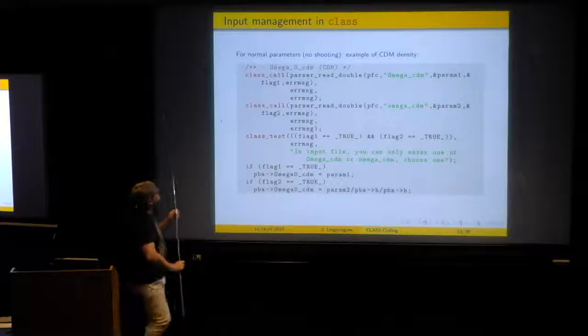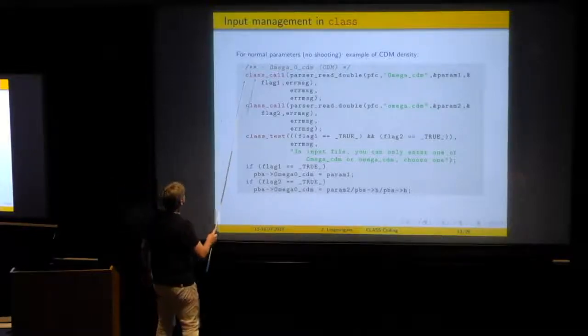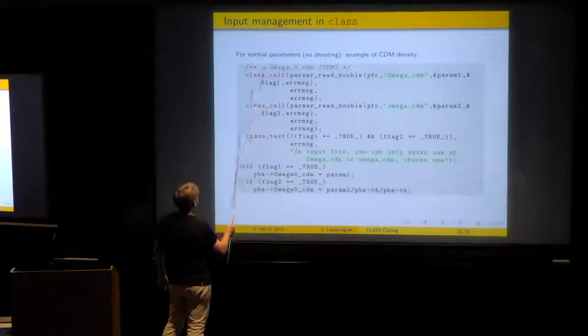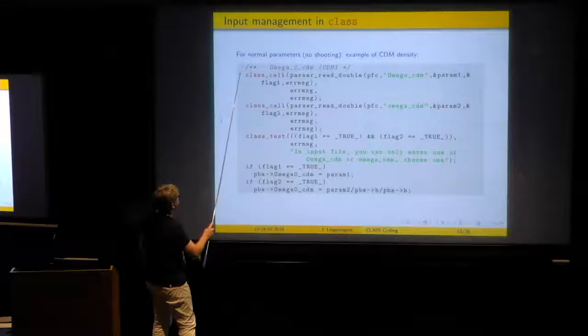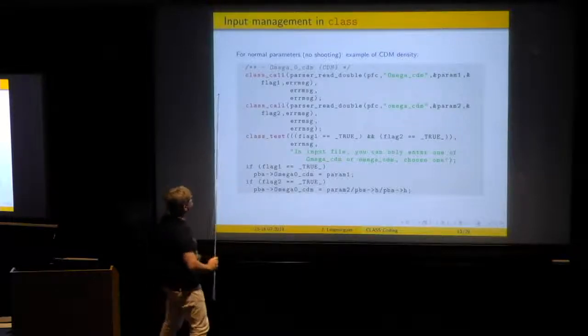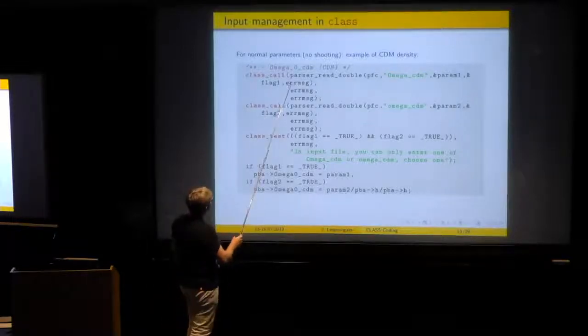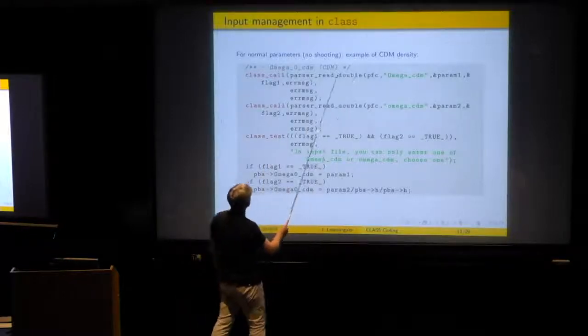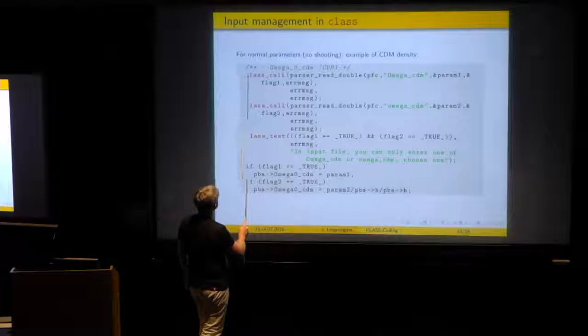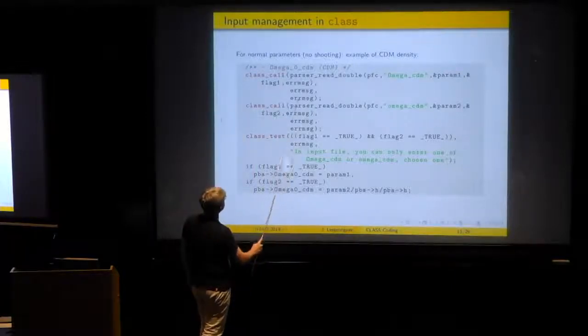Then the code arrives here, and there is a macro class_call that we will explain later, which is used for any function. So skip the class_call. I will explain it later. It has to do with error management. So in fact, what is really called here is a function parser_read_double. You can make, for the moment, abstraction of this and of these error messages. I will explain it in a few slides.